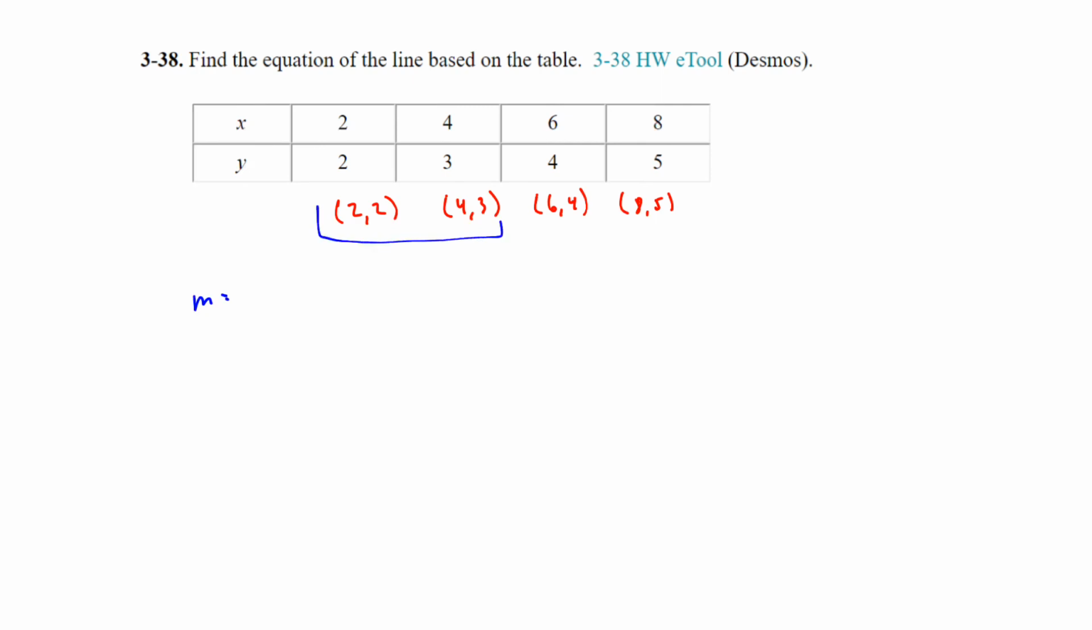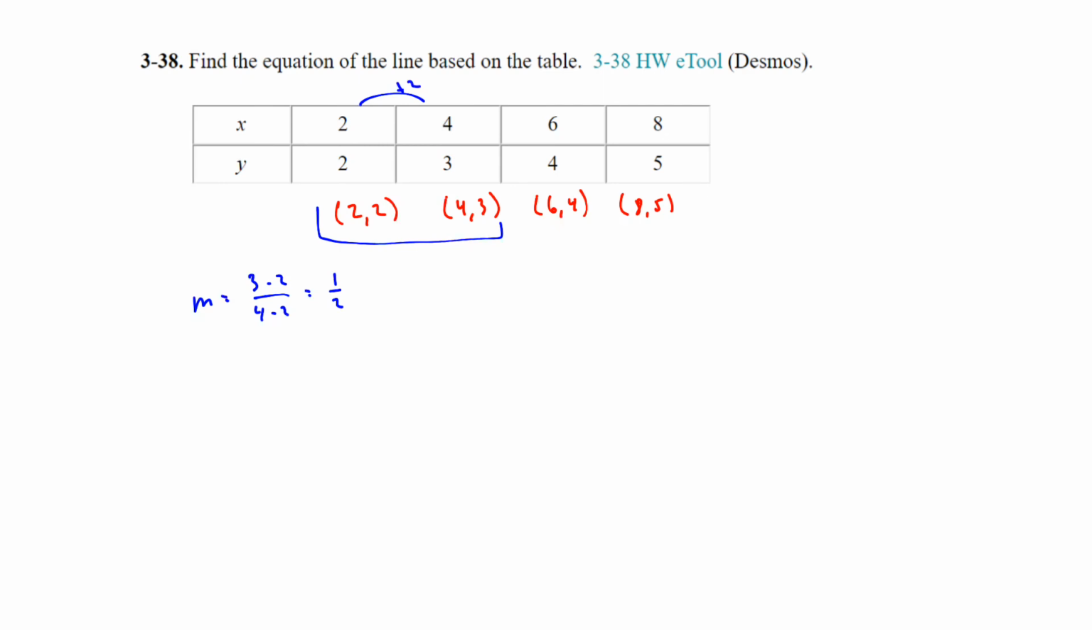And so the change of y is 3 minus 2 over the change of x, 4 minus 2. So it looks like I get 1/2. And yet you can once again look at the table and say plus 2 for the x, plus 1 for the y, which is 1 over 2. So you can do it that way as well. Choose another point. Doesn't matter which point you choose. I'm going to do the 4, 3.